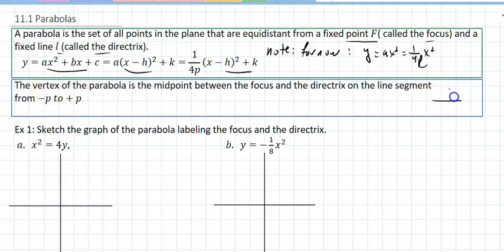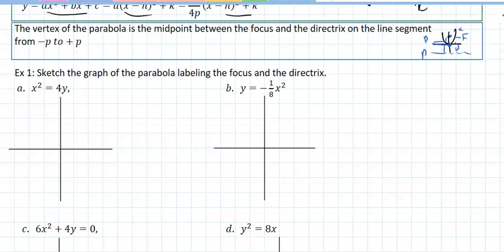So if I sketch a graph, the vertex of the parabola is the midpoint between the focus and the directrix. So the focus is always embedded inside of the parabola, and on the opposite side is the directrix. The vertex will be the midpoint. This is p units, and this is p units. Now keep in mind, a parabola can never cross the directrix.